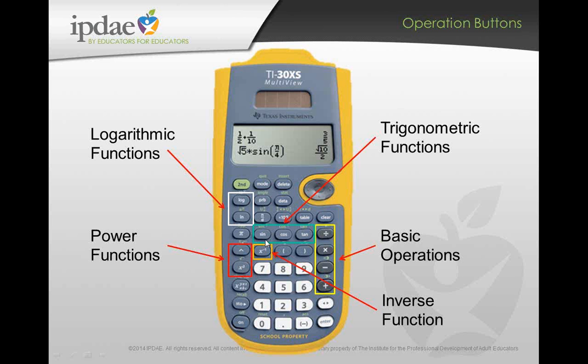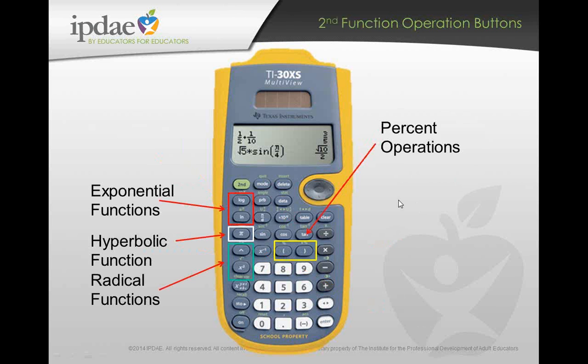Your trigonometric functions are all together right in the middle, although trigonometry is not within the scope of the GED mathematics module. I just want to give it to you as additional information. Your basic operations are grouped together, and they're also color-coded. And also, the inverse function is right there. So you got your major functions here that, you know, students normally learn when they get into Algebra 2.